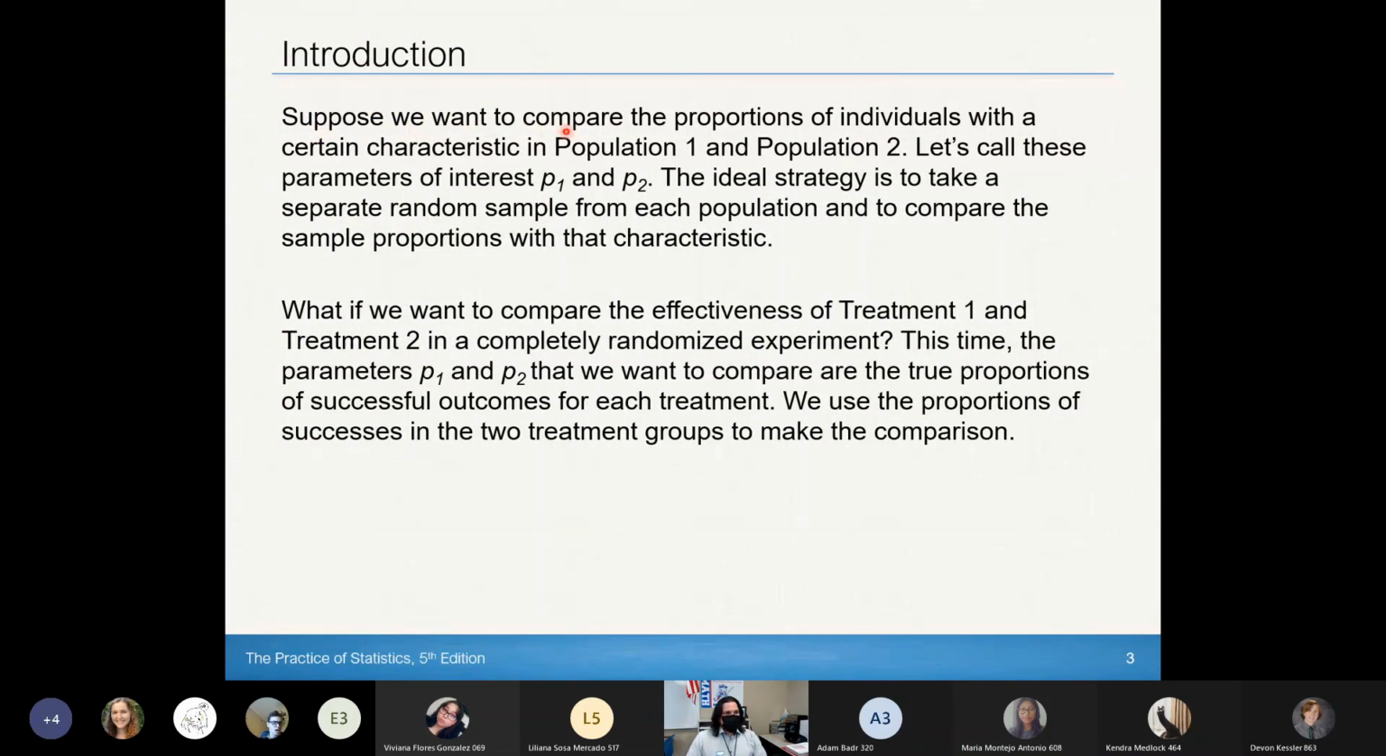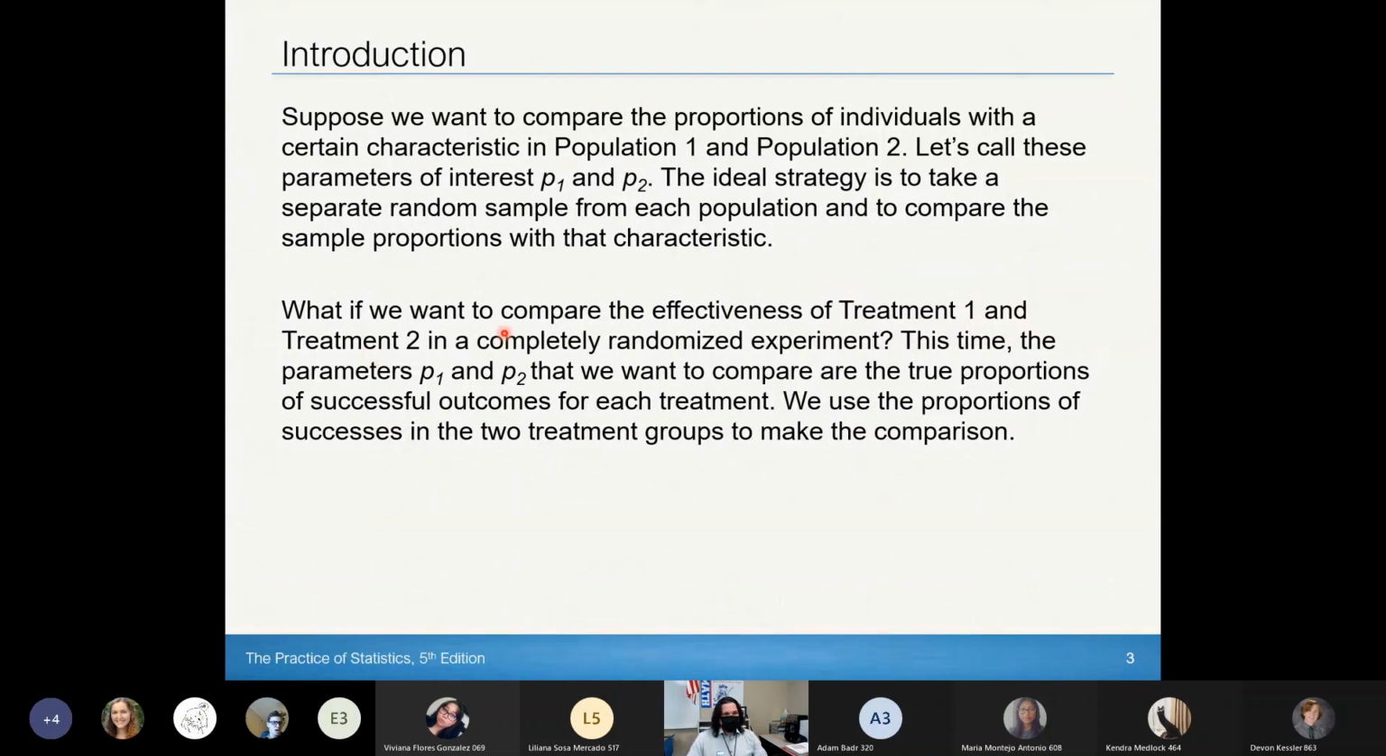So suppose we want to compare the proportions of individuals with a certain characteristic in population 1 and population 2. Let's call these parameters of interest P1 and P2. Those are subscript 1, subscript 2. The ideal strategy is to take a separate random sample from each population and to compare the sample proportions with that characteristic. All right, so that is one way in which we will apply what we learned in this chapter when we're comparing characteristics of two different populations.